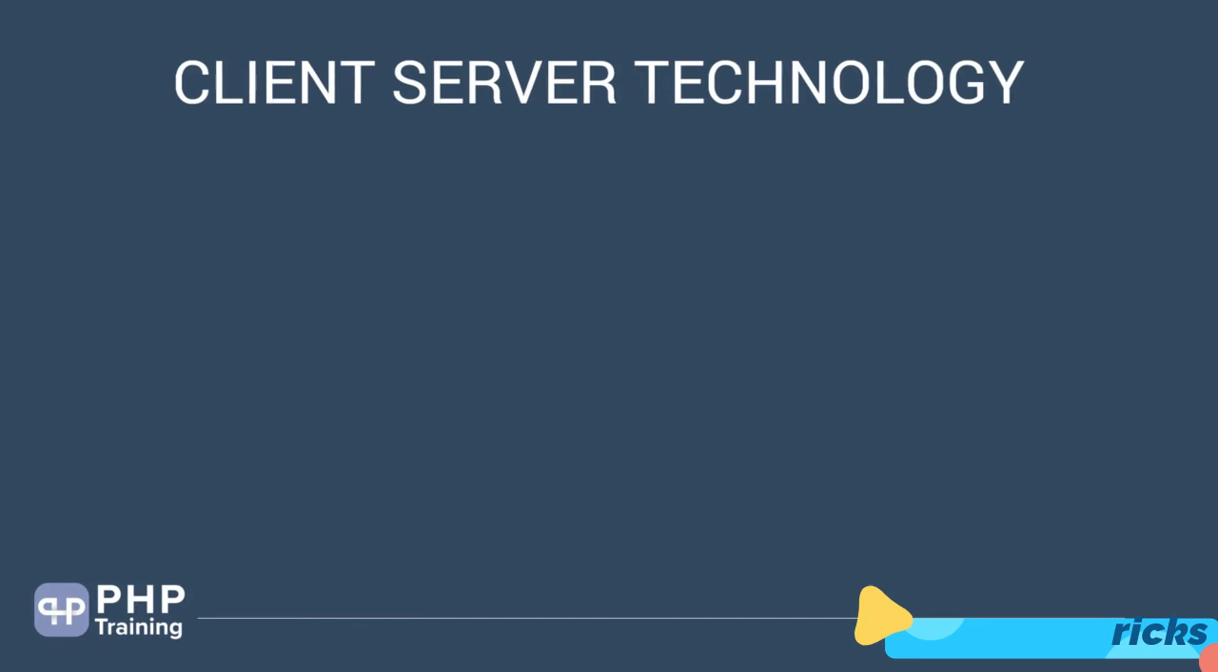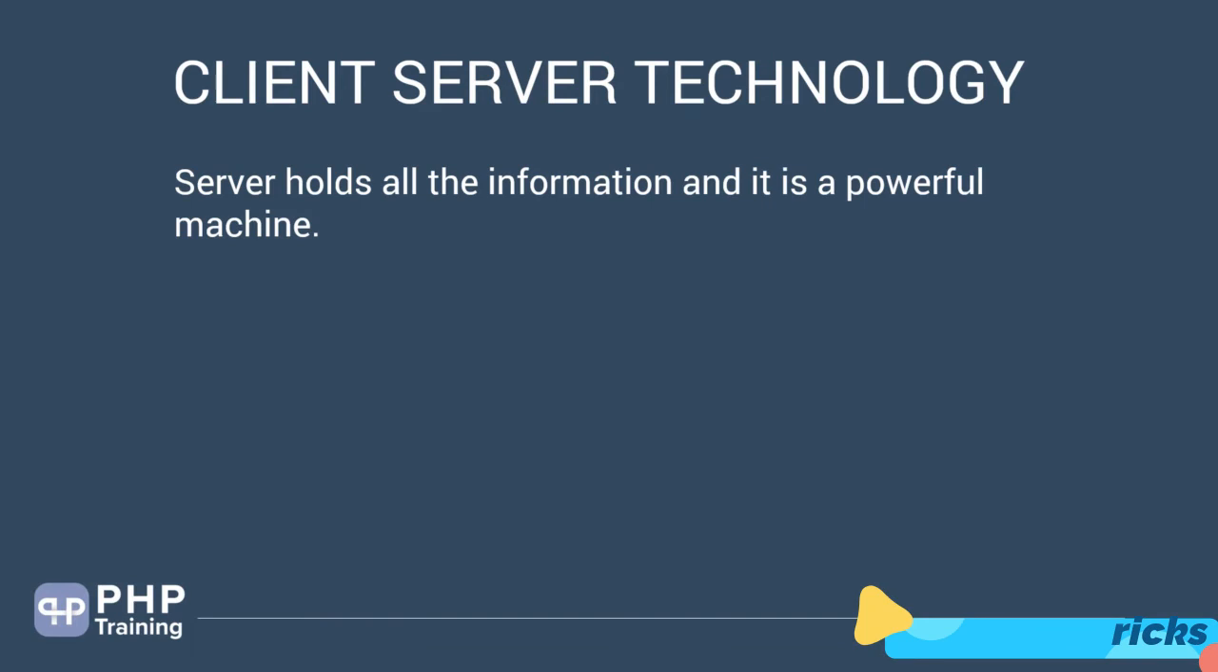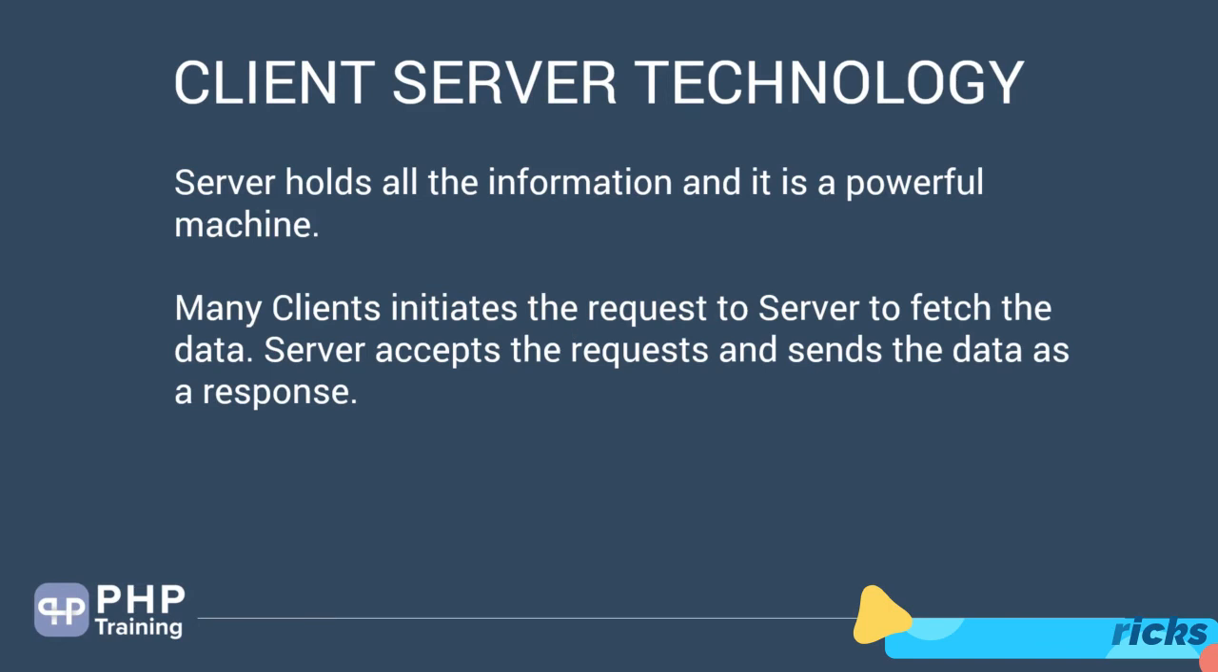So that's how the client server technology works. The server holds all the information and it is a powerful machine. Most of the time servers are powerful because a server has to handle all the requests from the clients. So it holds all the information, and the job of the server is to get the request and send a response. Many clients initiate requests to the server to fetch data, and then the server accepts the request and sends the data as a response to that client.